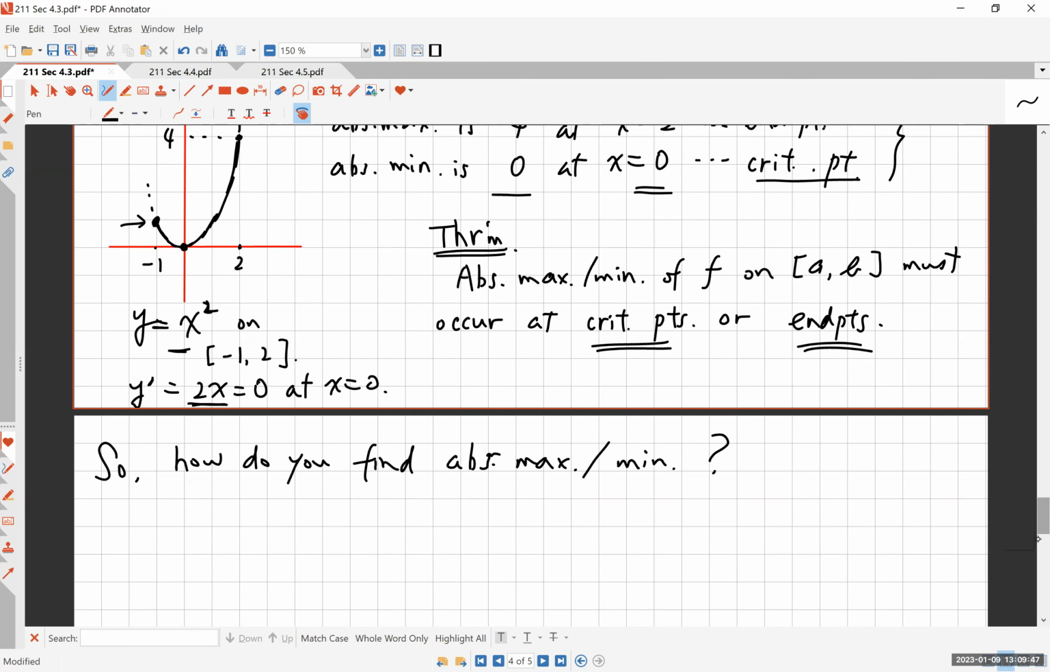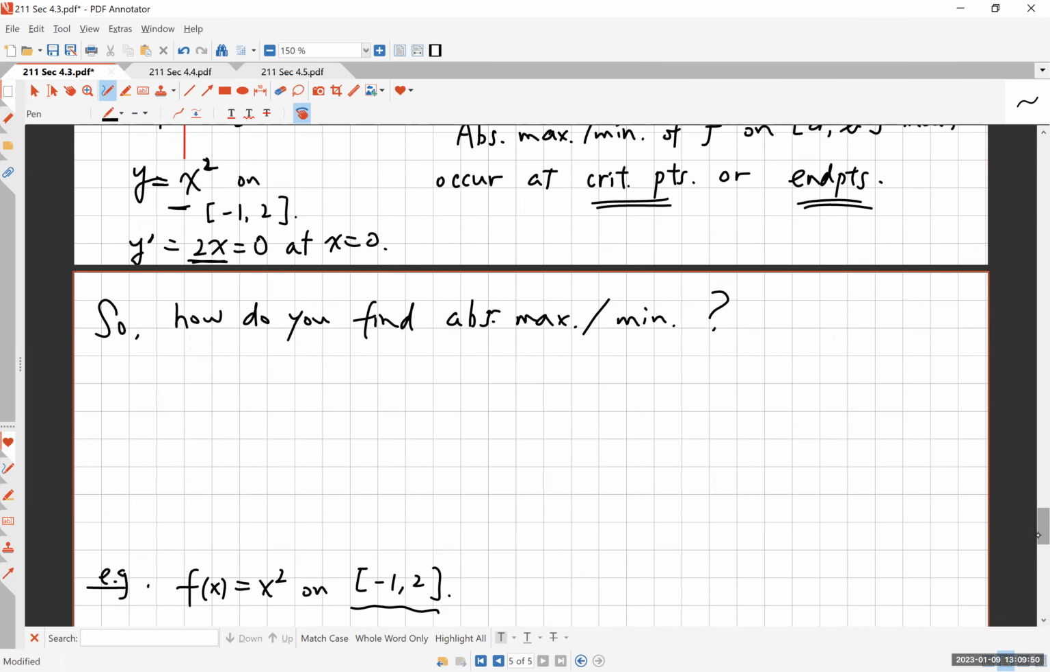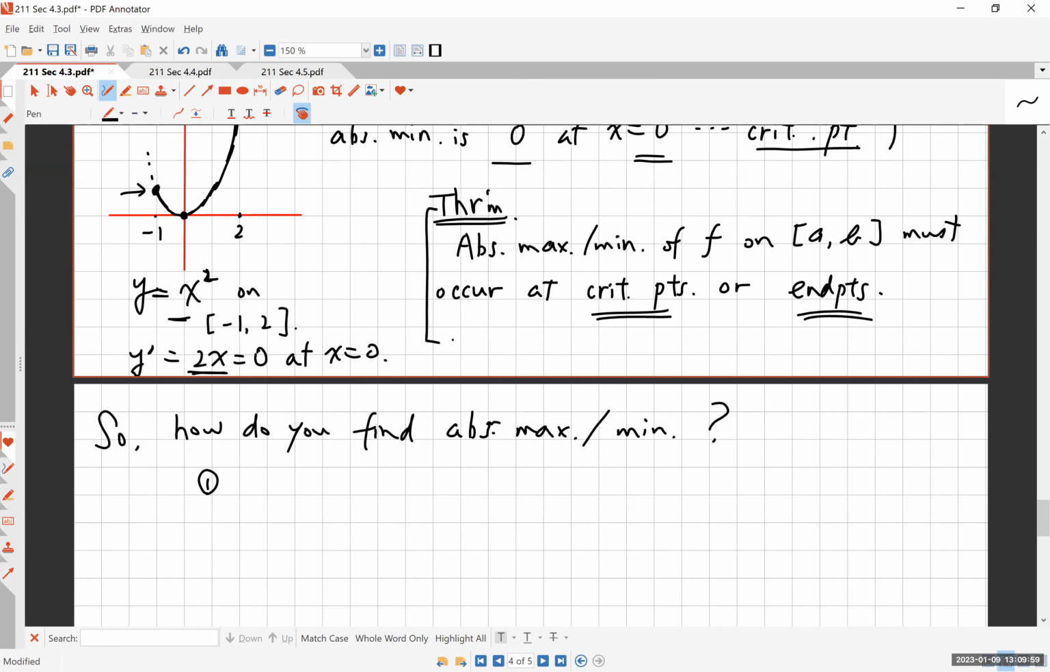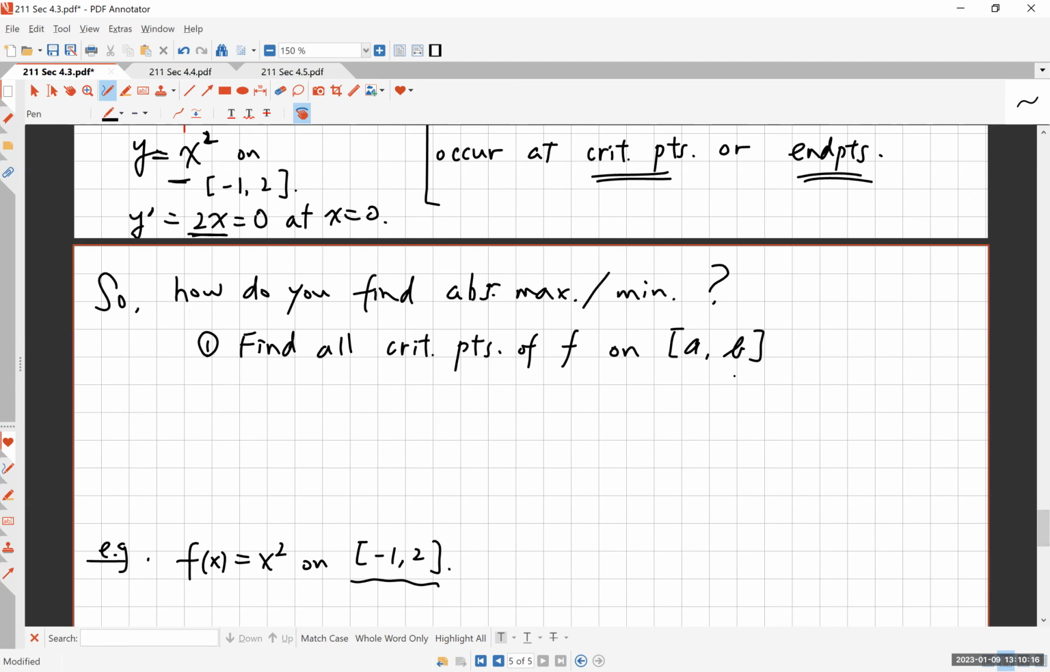All right, so how do you find where these things are going to happen? Here's a simple guideline, and this is something that is easily understood, having understood this theorem. Number one, find all critical points of f. Now, of course, you want to exclude anything that's not on this interval [a, b]. So if this is -1 to 2, and if one of the critical points is 7, for instance, you don't have to worry about it, right?